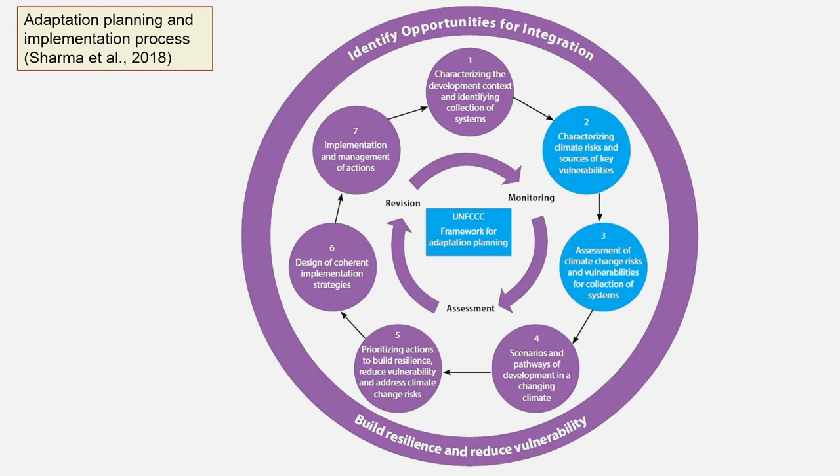Once you understand the indicator, through the indicator you identify the vulnerability of a particular sector of people or a location, then you come out with some adaptation planning. And this is an adaptation process for which UNFCCC has given a framework, and a lot of exercise studies have gone behind it, and then this kind of framework has come into picture. So this helps us in planning proper adaptation.